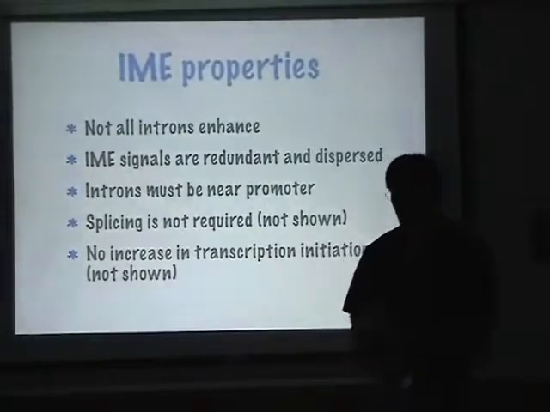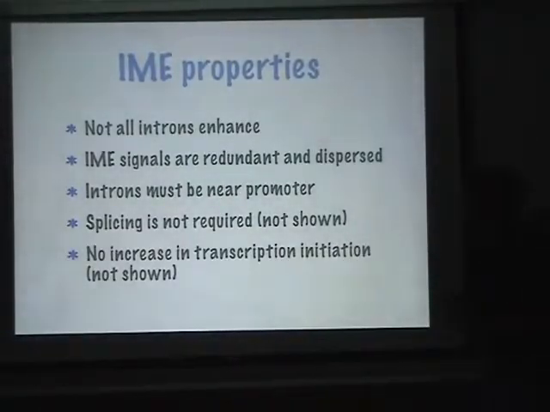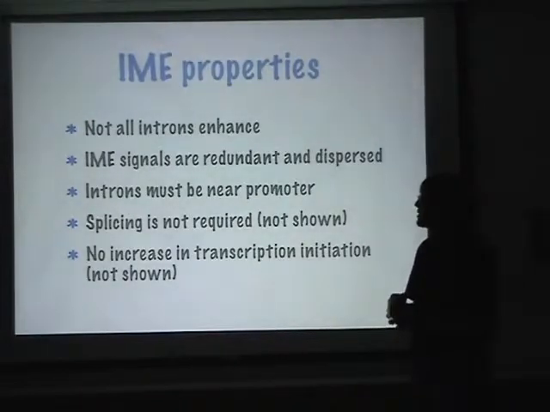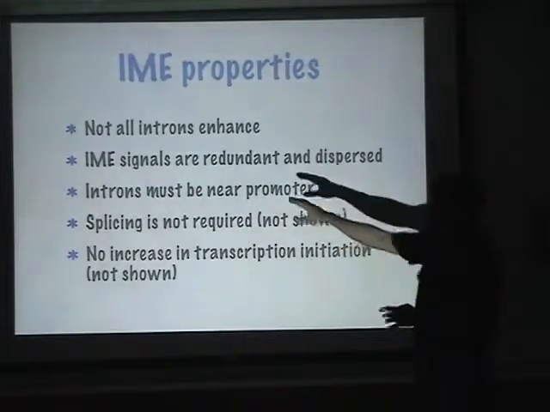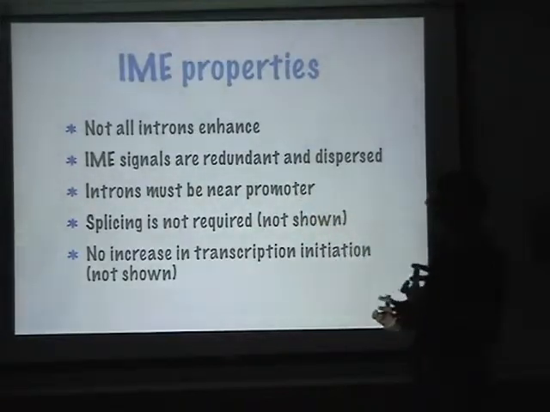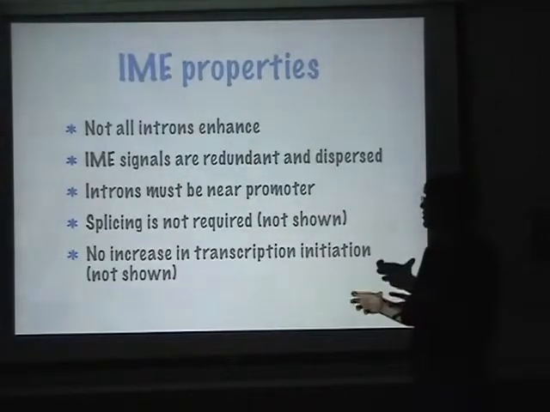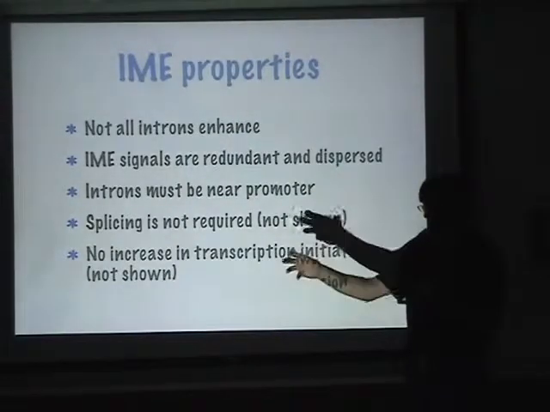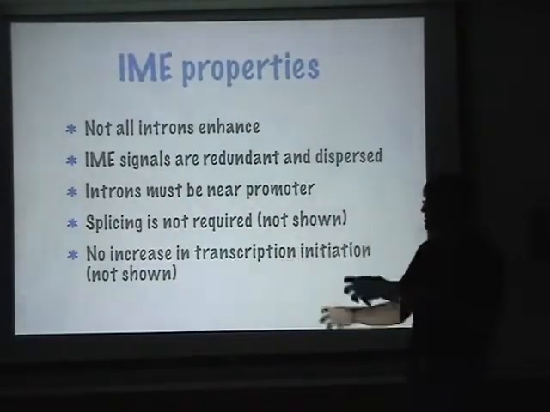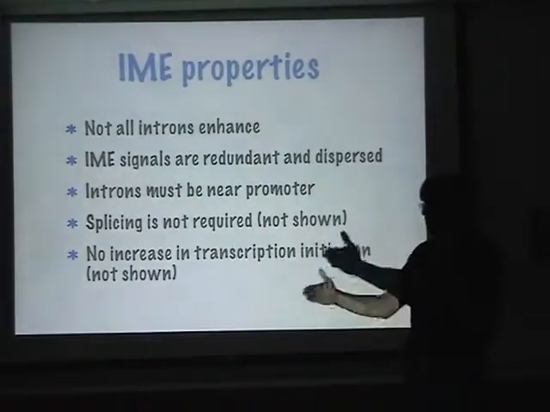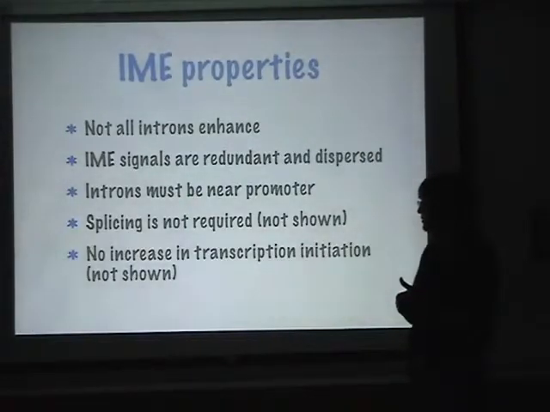So some of the properties of this is called IME, intron-mediated enhancement. I didn't tell you what that was, but not all introns can enhance gene expression. Whatever the signals are, whatever those words are, they appear to be all over. They're redundant and dispersed. The introns have to be near the promoter to have an effect. Splicing is not required. That's the part of removing stuff, which we don't really need to talk about.